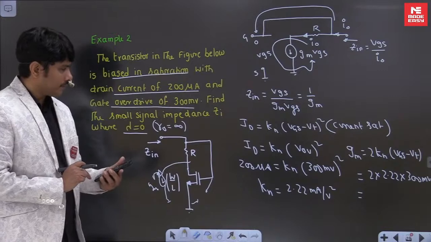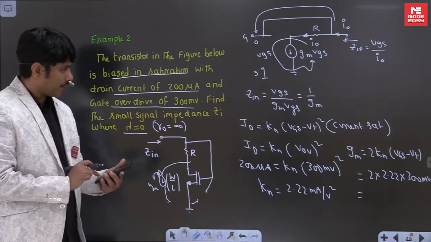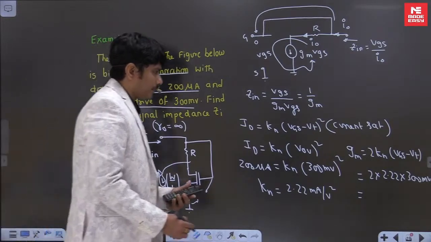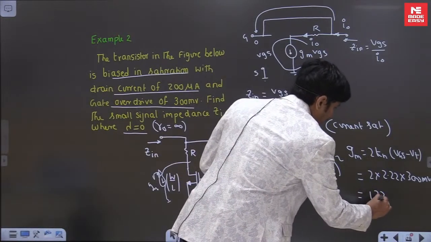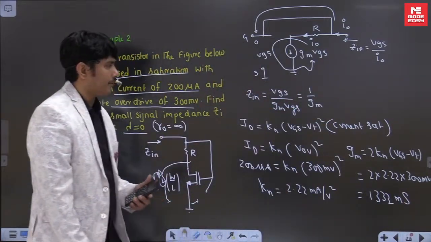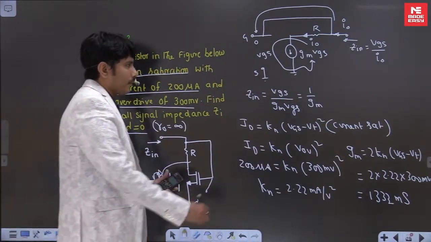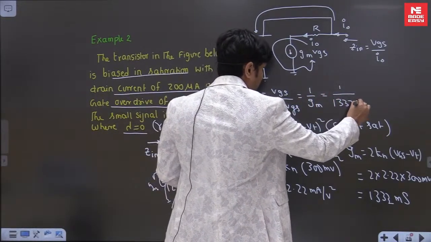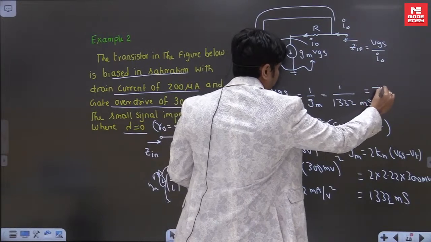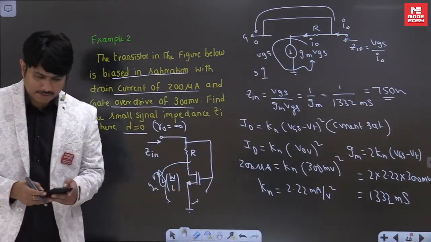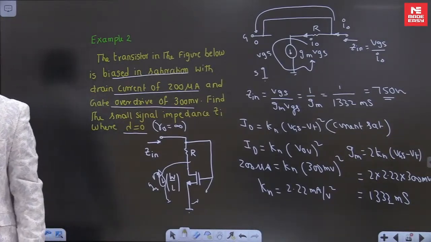300 into 2.22 into 2. It is 1332 we got. 1332 millisiemens. This is GM I got. So if you want to find 1 by GM, it will be 1 by 1332 millisiemens, which will be coming around 750 ohms something. So this is the way any typical problems we can solve with the basics.